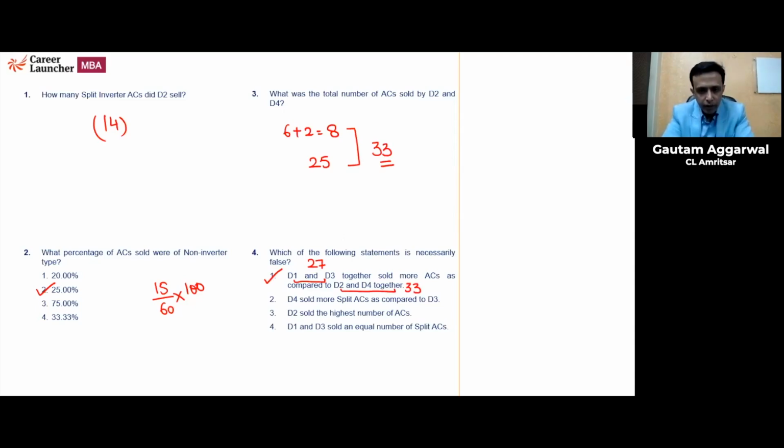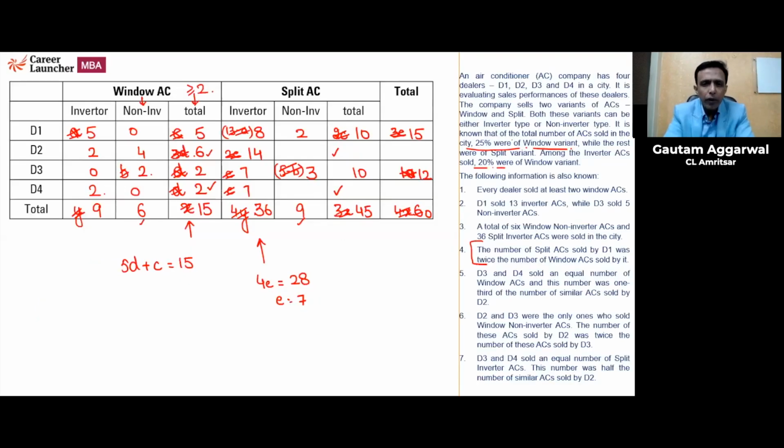Rest of the options are possible, could be, could not be, because it says D4 sold more ACs than D3. May or may not, because we were not very clear in terms of the non-inverter ACs sold by them. So it could be more than 5, it could be less than 5, so data is not clear.